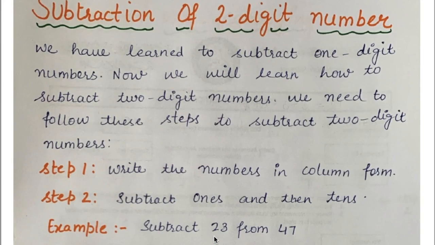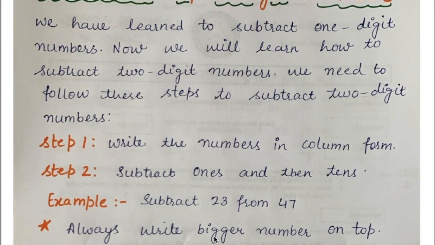Then we can do subtraction of two-digit numbers. Now we have learned addition of two-digit numbers. I think it is easy for you to teach your kids, and easy for kids to learn. Now we will learn how to subtract two-digit numbers. For subtraction you need to follow these steps. The first step is the same as in addition of two-digit numbers: write the numbers in column form, then subtract ones and then tens.